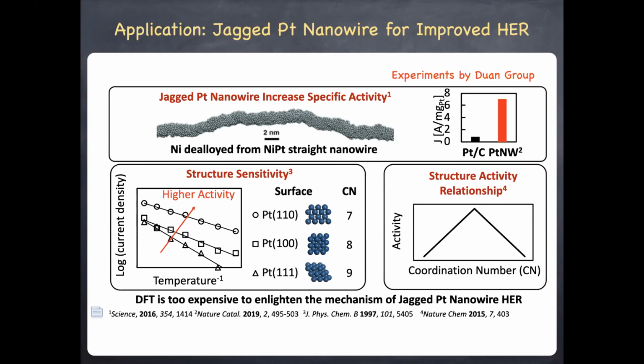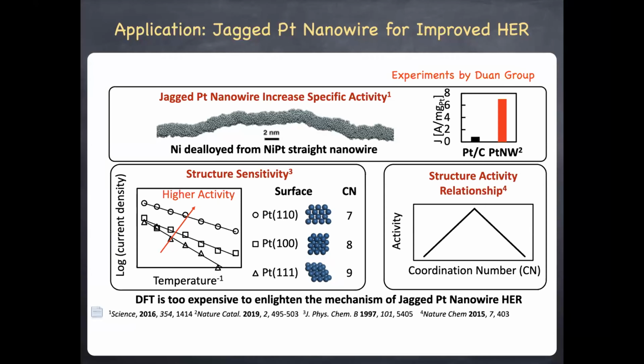It's quite well known that even for the same platinum surfaces, depending on the facet, that's 110, 100, or 111, they have different coordination numbers. And therefore, they have very different activity experimentally measured. And so you can imagine that this platinum nanowire would have all sorts of coordination numbers. So in order to understand this system, one needs to consider every single active site of the materials and take some kind of statistical averaging to really understand the experimental results.